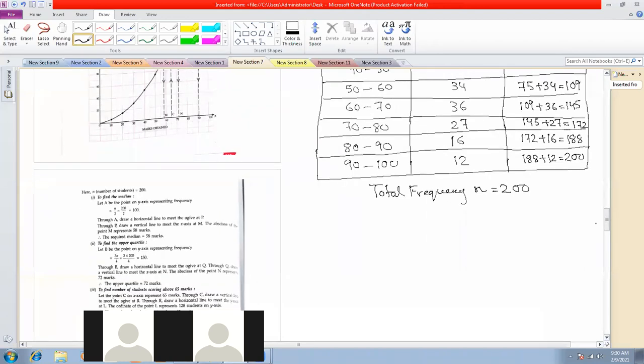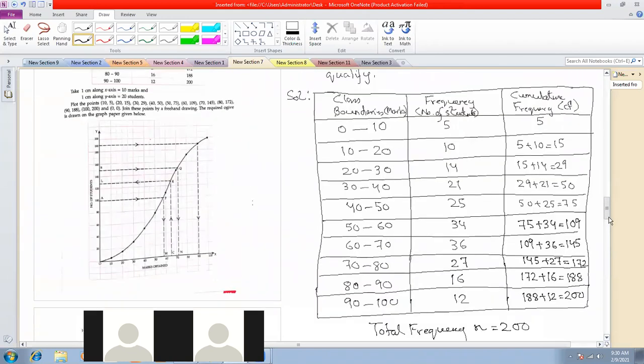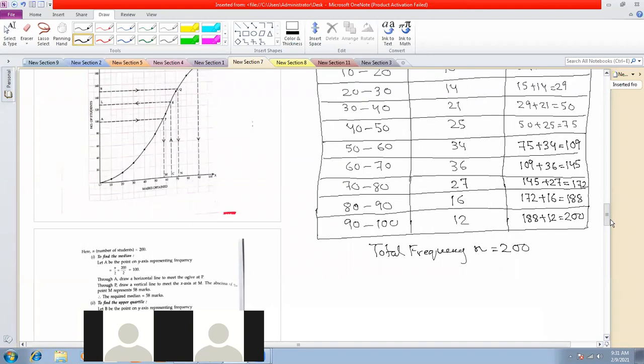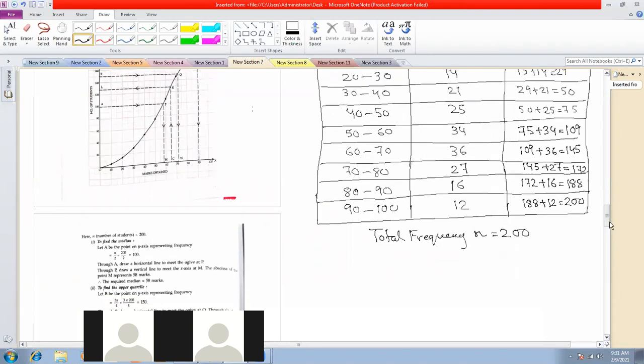Now, when the number of observations is as big as 200, it does not matter whether n is even or odd in median also. You will see this in your later classes, in class 11 and 12. For a very large number of observations, it does not matter whether n is even or odd. That is why when we are drawing with the help of a graph, we normally take the median to be the n by 2th observation only. Whether n is odd or even, we take n by 2. So total frequency n is equal to 200.